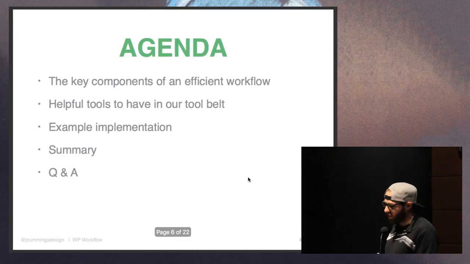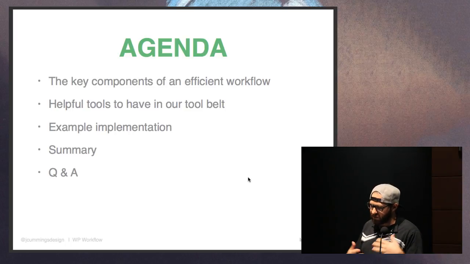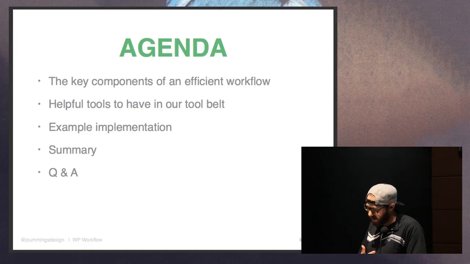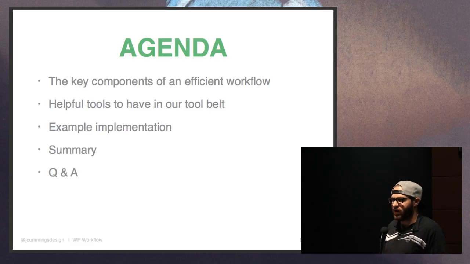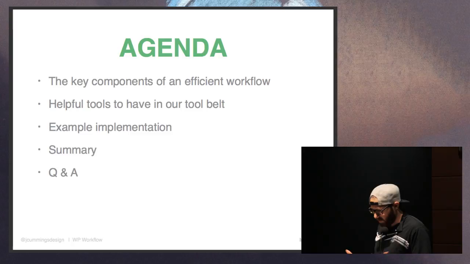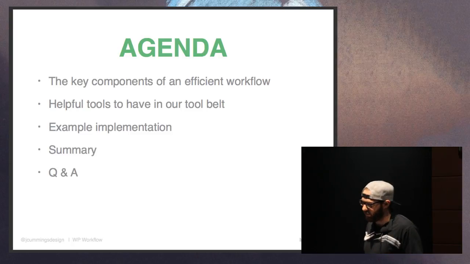So I want to talk about the key components of workflow. And this is going to be a quick talk, so I'm not going to get super in-depth into all of this, but we'll look at some helpful tools that exist to help us speed up our workflow. We'll look at a quick example implementation. That's the code that's up in GitHub. And then we'll wrap up with some questions and just answering some specific questions you might have.